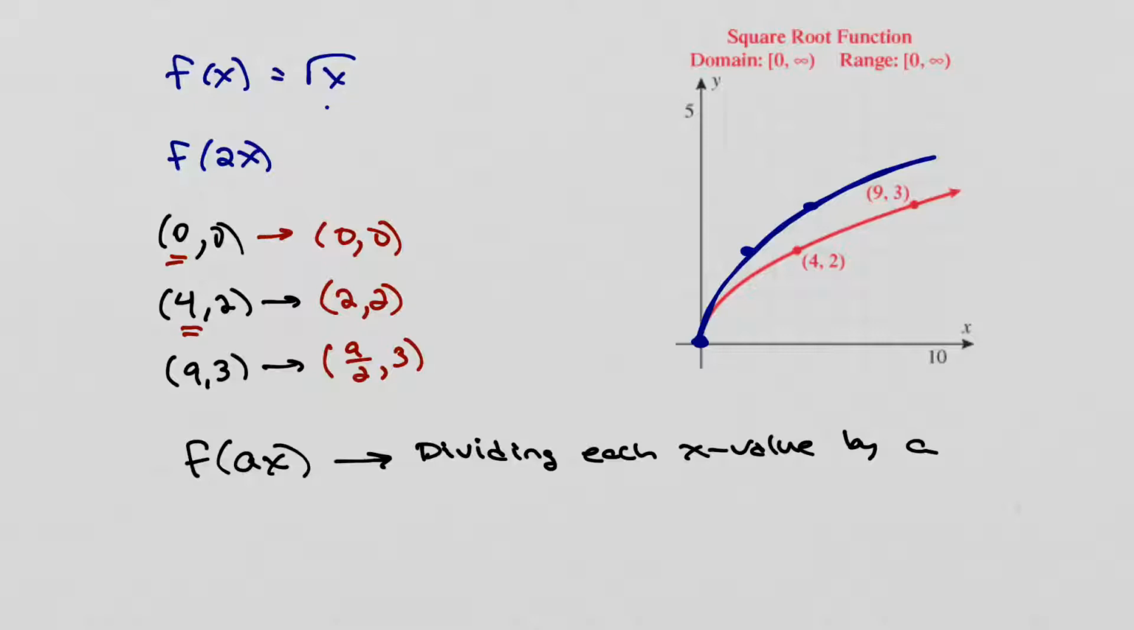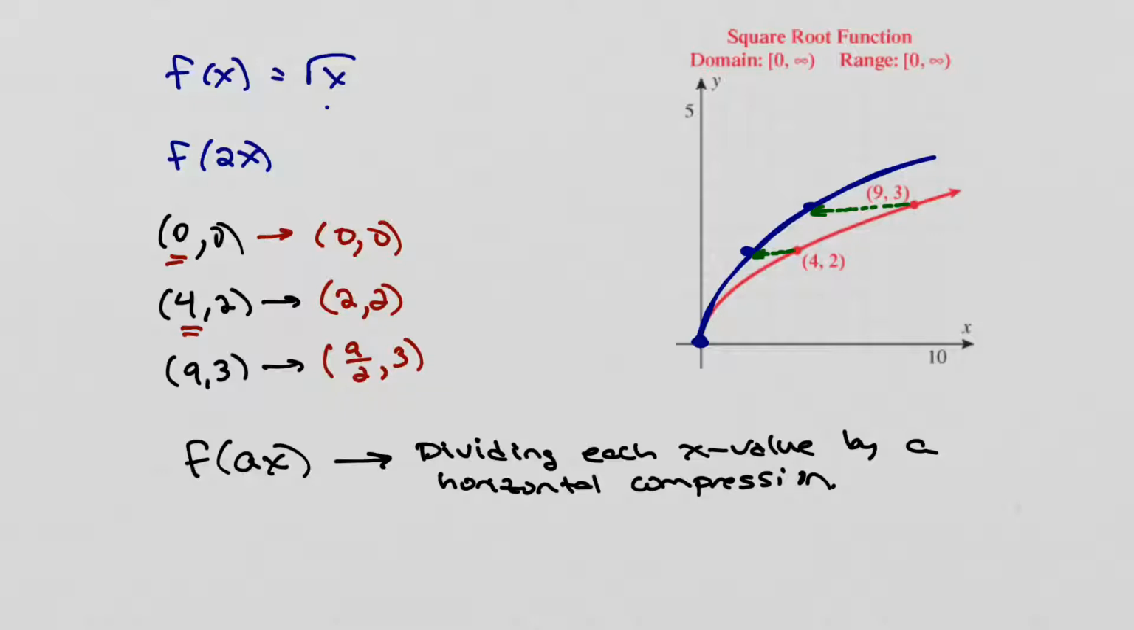And what happened is, since we made those x values smaller, it actually pushed them closer to the y-axis like this. So we are compressing them in that direction. So these types of actions are called a horizontal compression.